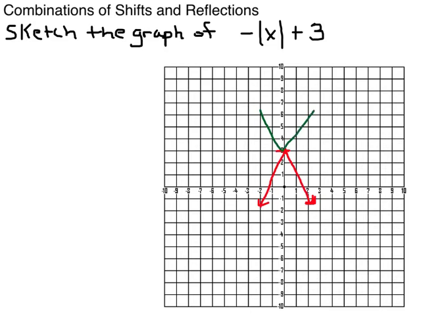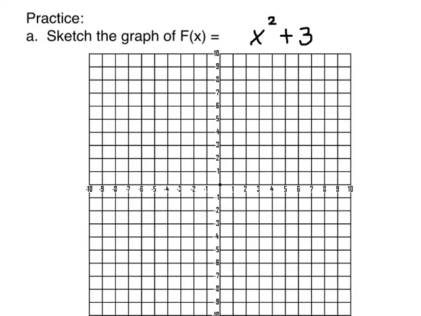However, this indicates the opposite of that, which means it's not going to only shift, but it's also going to be a reflection of. So we start here at this vertex and then flip it over. So that's when you have a combination. All right, let's work your practice problems.